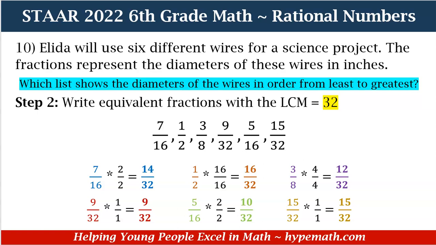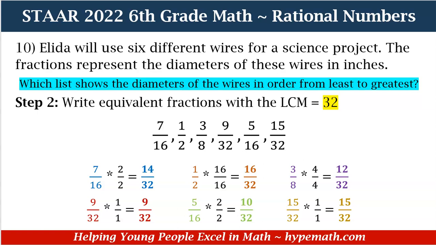Next, let's go to 1/2. Again, we know that our least common denominator is 32. So I'm going to ask myself, what times 2 is equal to 32? And that is 16. I'm going to multiply 1/2 times 16 over 16. Now let's multiply across our numerators. 1 times 16 is equal to 16. And now going to the denominator, 2 times 16 is equal to 32. So the equivalent fraction of 1/2 is equal to 16 over 32.